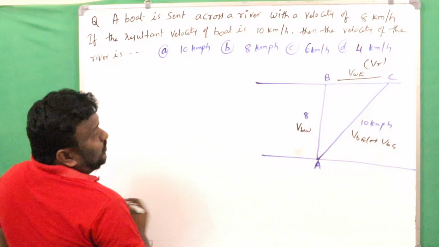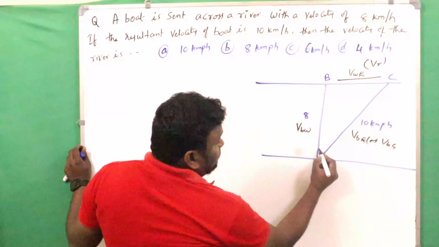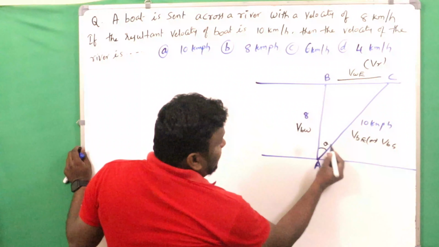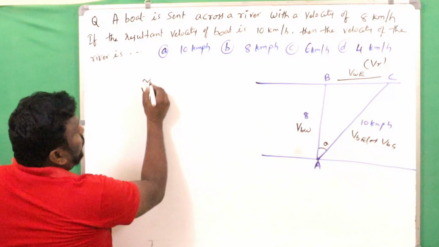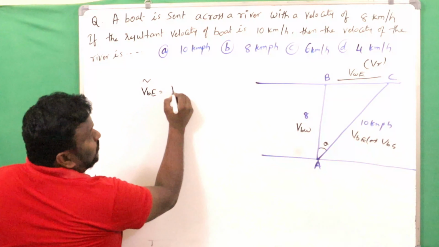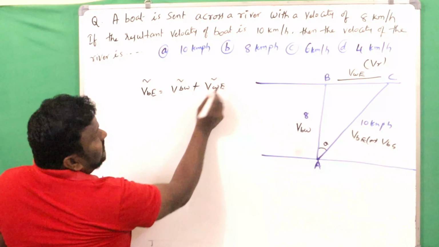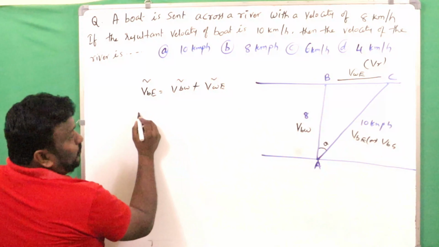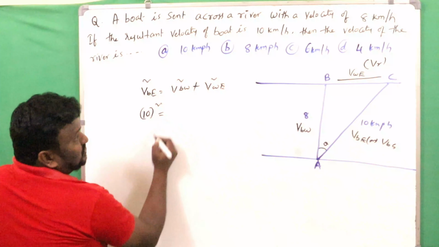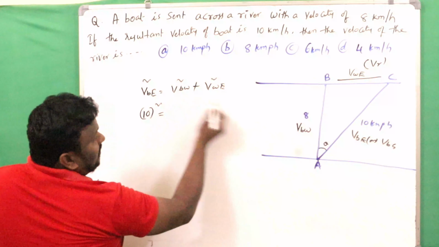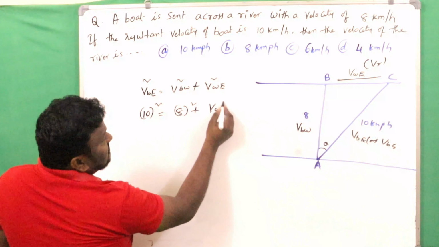So then obviously what can we write? This is the sum here. This is the angle given. According to Pythagoras, we write V square BE is equal to V square BW plus V square WE. So V square BE means 10 km per hour whole square is equal to, and V square BW is 8 whole square, plus VWE square.